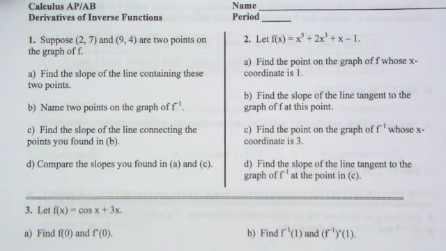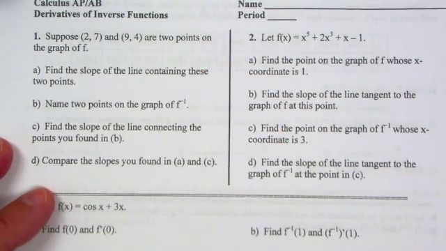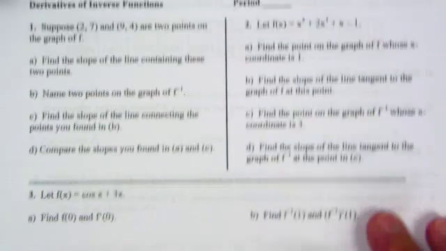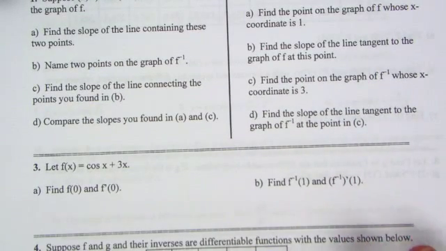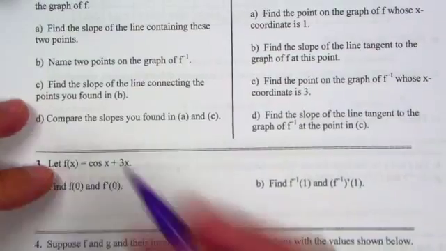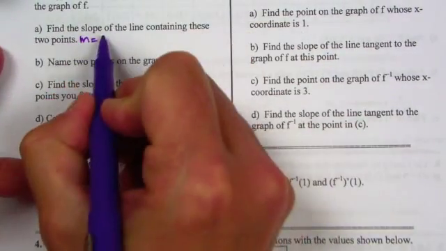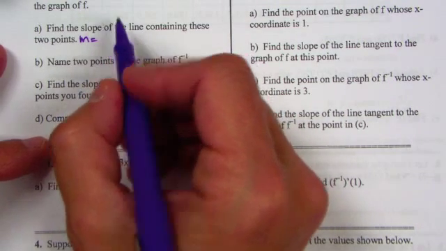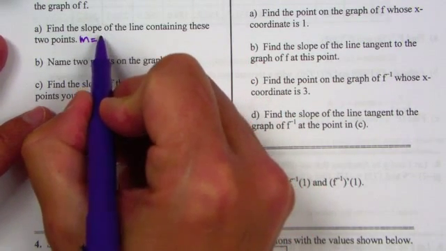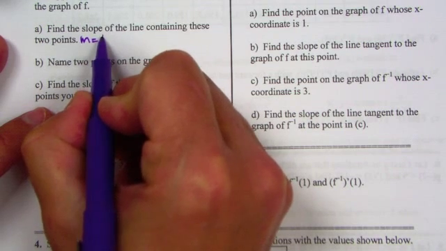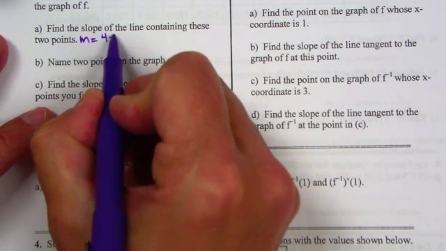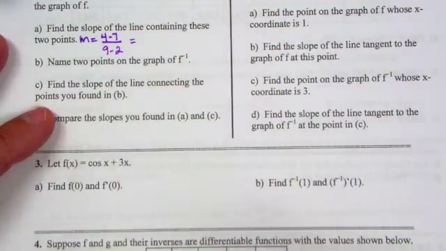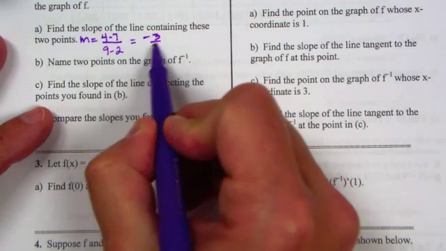Okay, and let's look at problem number 1 here together. Suppose (2, 7) and (9, 4) are 2 points on the graph of f. Find the slope of the line containing these 2 points. Use y2 minus y1 over x2 minus x1, right? So 4 minus 7 over 9 minus 2, which is equal to negative 3/7.